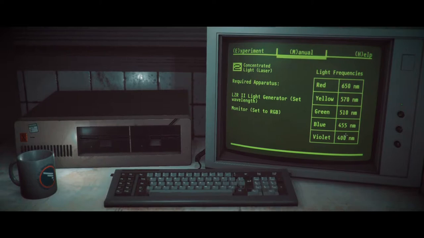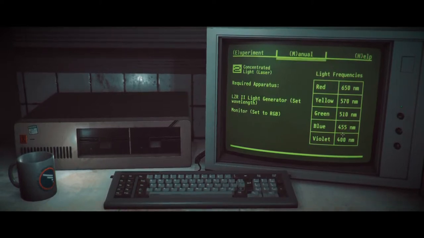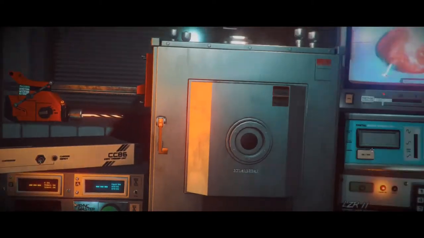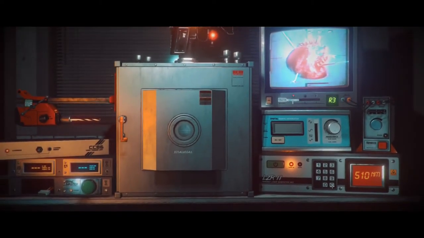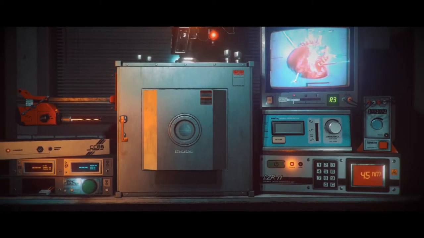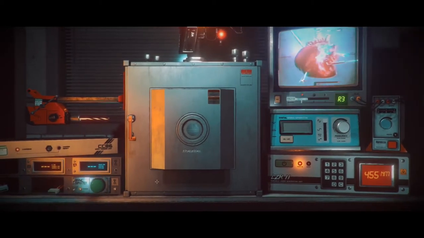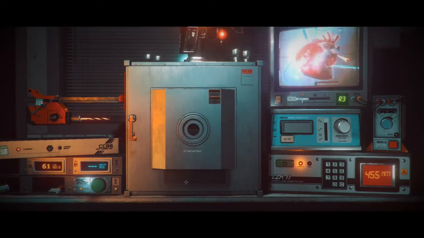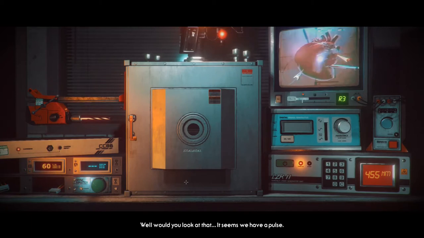Wait, are light frequencies higher when they're lower on the whatever this NM scale is? When they're lower in number, that's okay. And it is 455. I feel like I should have known that about the light frequencies thing. Ew, it's beating. Why is it beating?